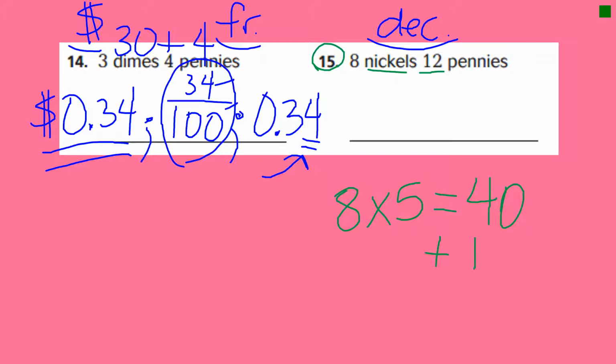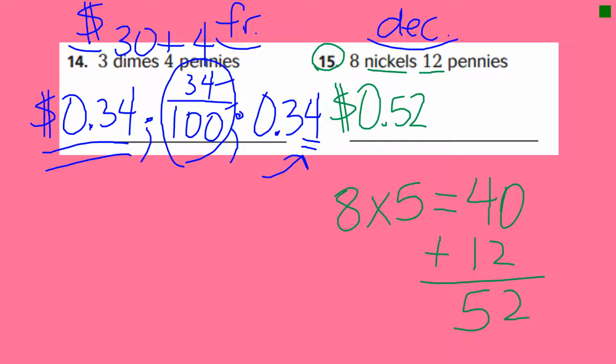So I'm just going to toss it down here as a little addition. 0 plus 2 is 2. 4 plus 1 is 5. So that's 52 cents. Okay? Dollar sign. No whole dollars, but 52 cents.